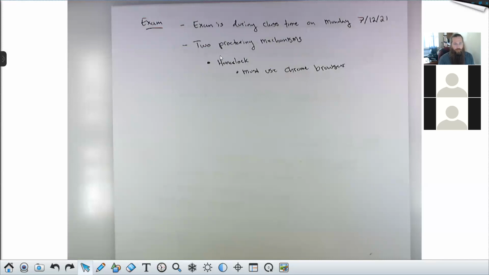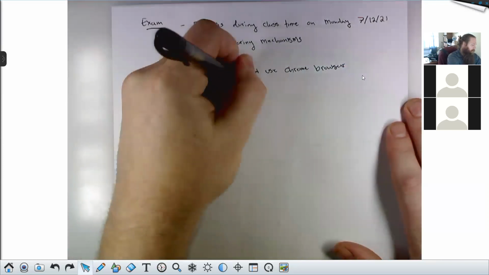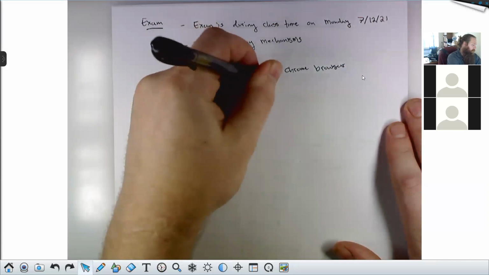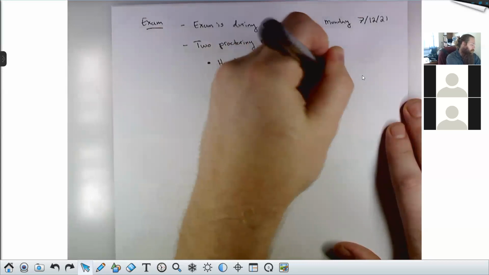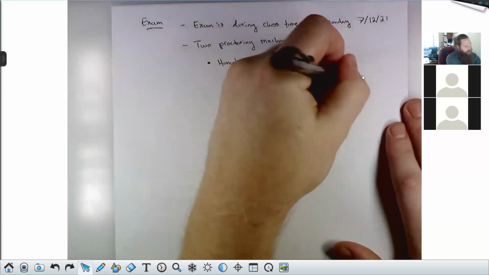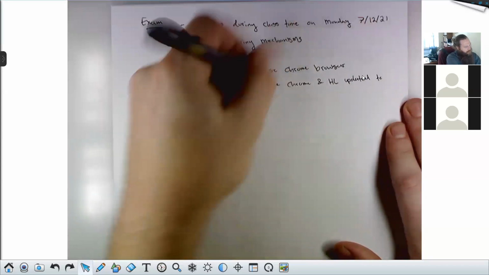And then go ahead and download the most recent version of HonorLock. Even if you used HonorLock last semester, please go ahead, either uninstall, reinstall the extension, or update the extension. Make sure you have the up-to-date version of HonorLock. Similarly, make sure Chrome is up to date. Chrome, and HonorLock, updated to the current version.